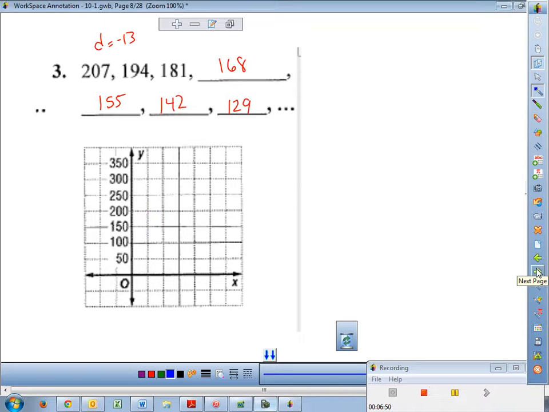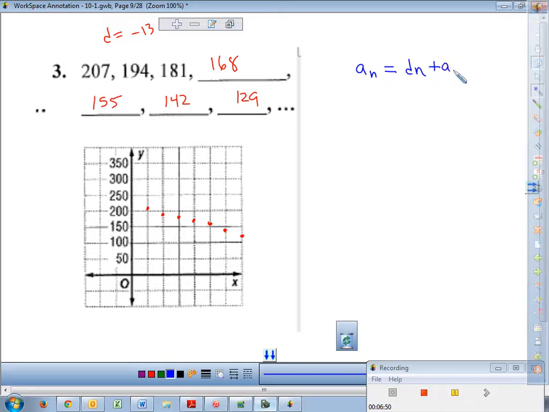Let's go back and do that to this guy. A sub n equals the common difference times n plus the 0th term. Well, any term in the sequence will equal that common difference of negative 13. And then the 0th term: if this is going down by 13, I need to go up by 13, and that would get me to 220 right there. So you can see that that's like your y-intercept right there of 220. At the 0th term, that'd be 220.